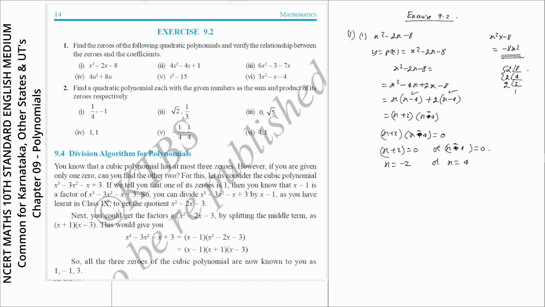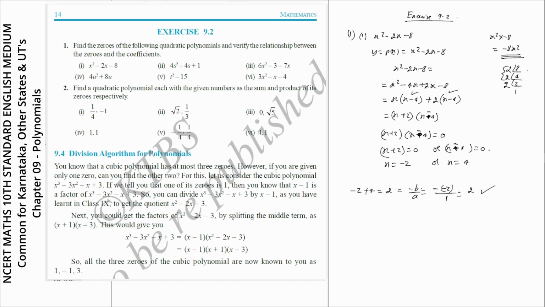Now I'll find the sum of these zeros. Minus 2 plus 4, how much is this? I'll get plus 2. So this is also equal to minus b by a. You can check it out. What is b? b is minus 2, the coefficient of x. And what is a? a is 1. So minus into minus is plus 2 by 1. So the sum of these zeros is equal to minus b by a.